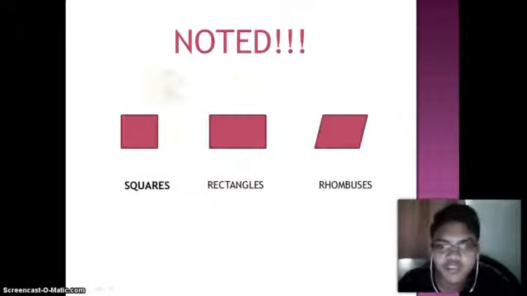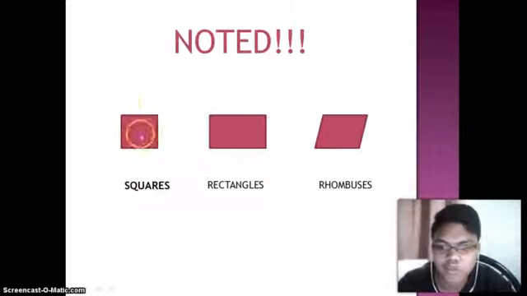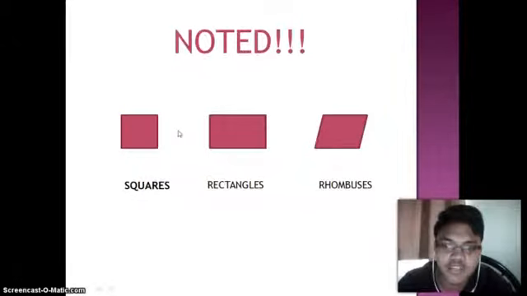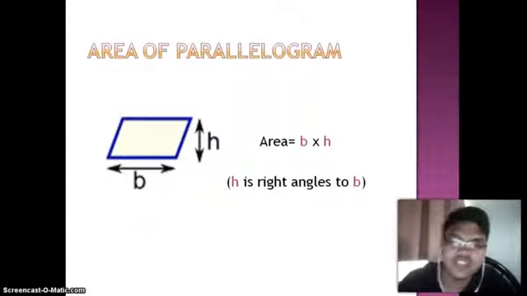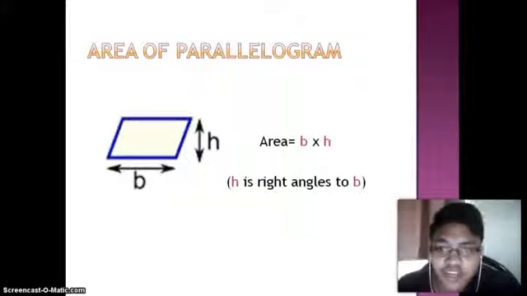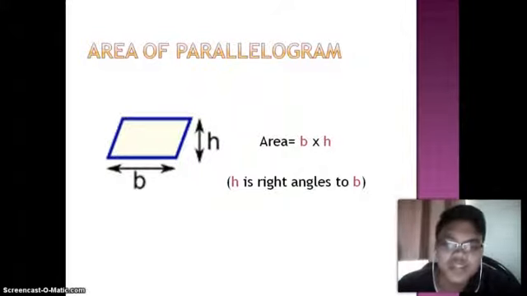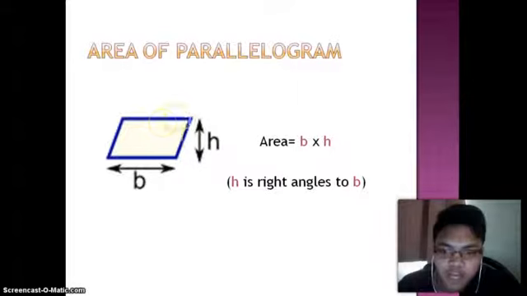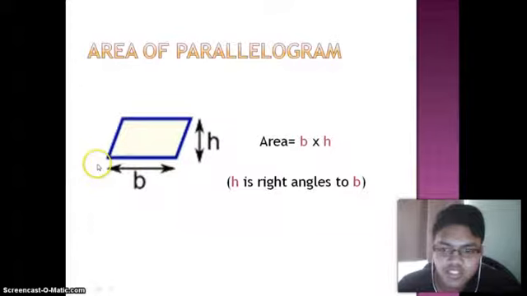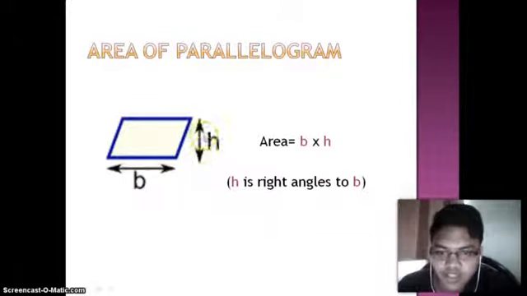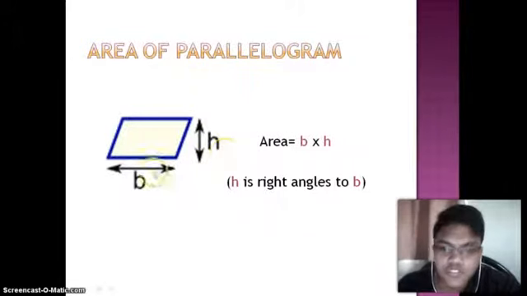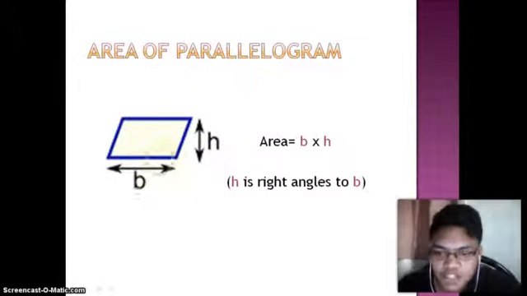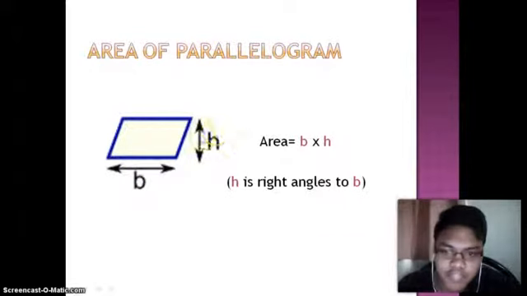Next, we must remember that the square, rectangle and rhombus are parallelograms. Go to the next topic, area of a parallelogram. The given formula is area equals base times height. As you can see, this is the base and this is the height of the parallelogram. So we just multiply the base number and the height number.